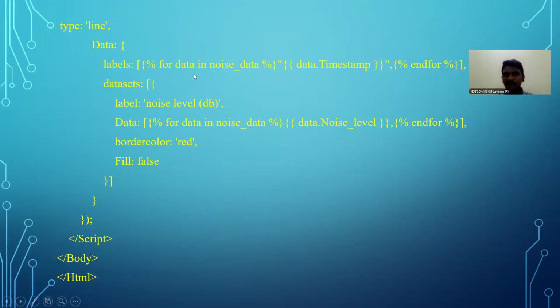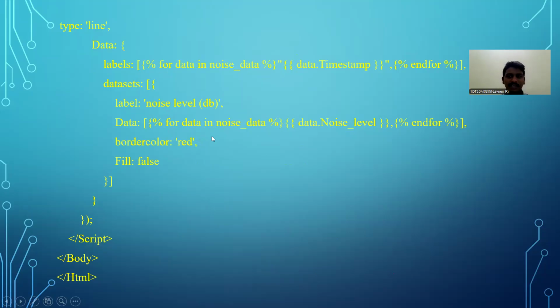The labels come from the data in noise_data, with data.timestamp, and the data with data.noise level. This extracts the timestamps from the Django noise data and adds them as labels on the x-axis. It will extract the noise level from noise data and add them to the y-axis.